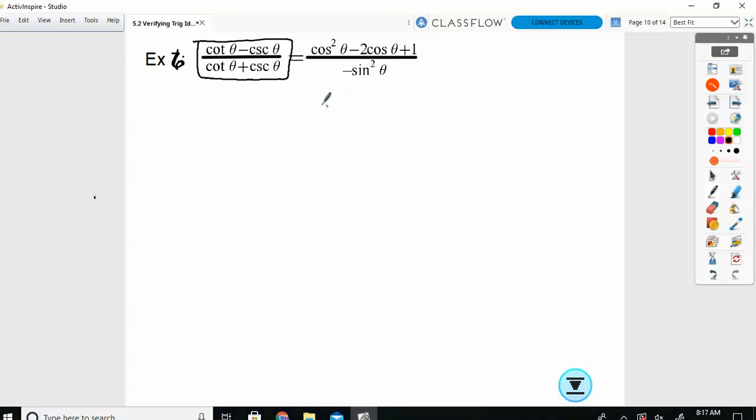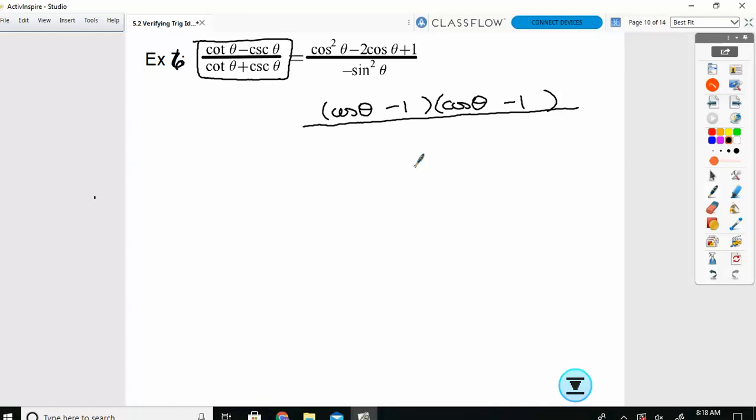You want to try box method? Let's see how we do. So cosine squared, we'll just break into cosine theta. I need two numbers that multiply to positive 1 and add to negative 2. Negative 1 and negative 1.